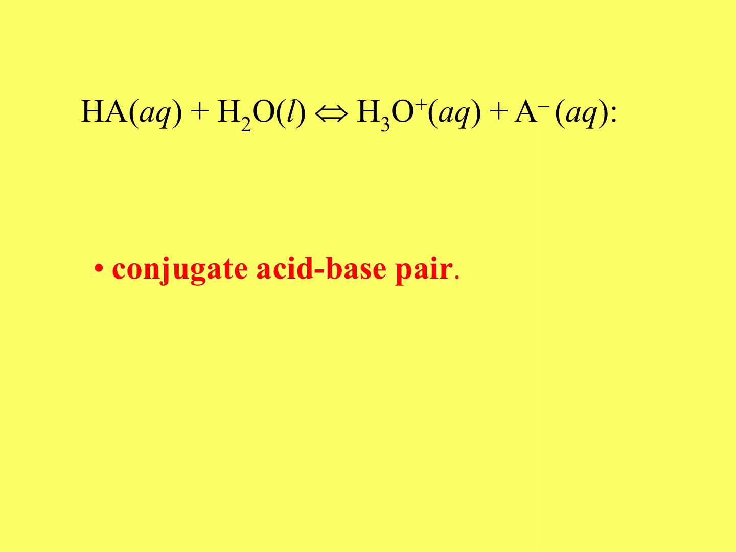Okay, so when we see what's happening, we can see that the HA is donating its hydrogen over to the H2O to become H3O positive. So in this case, HA would be known as the Bronsted-Lowry acid because it's donating a hydrogen. So I'm going to use the abbreviation BL acid.